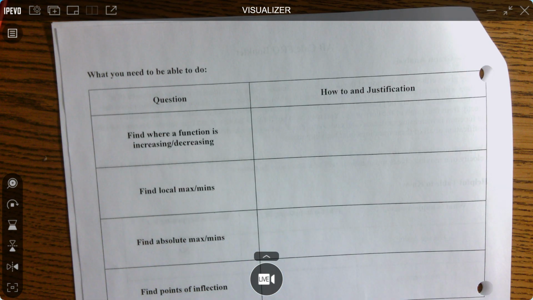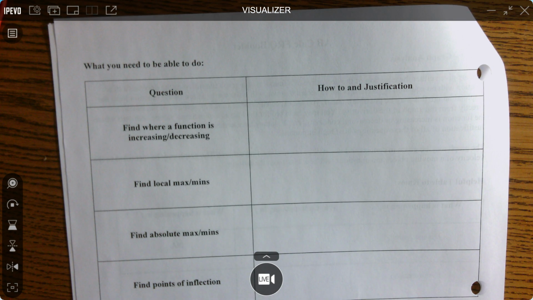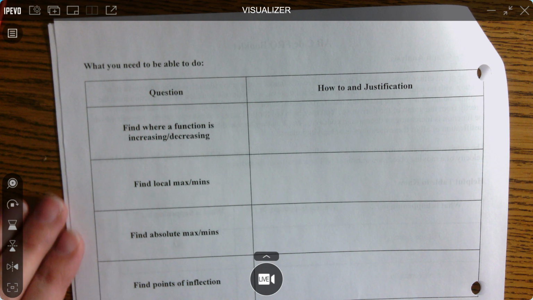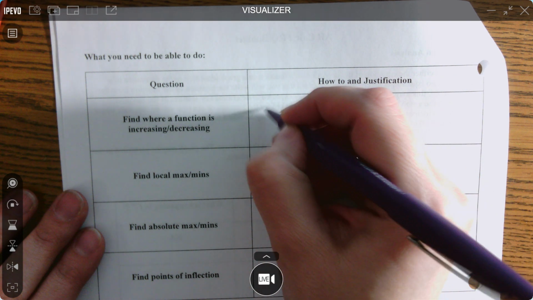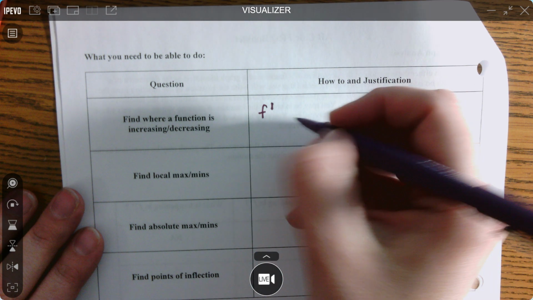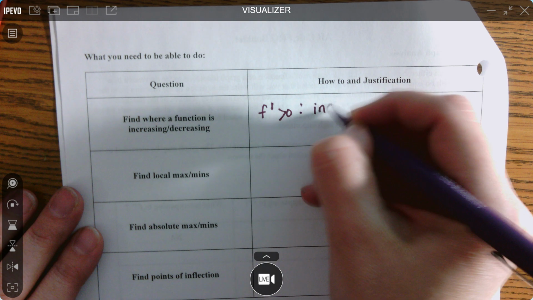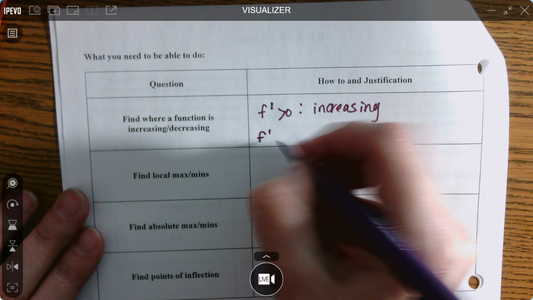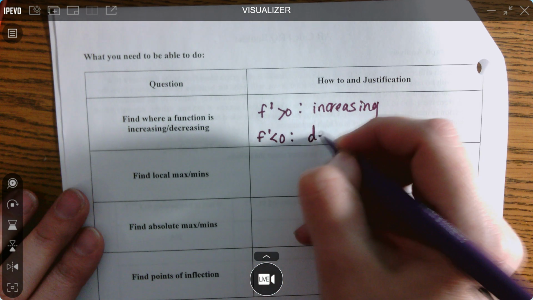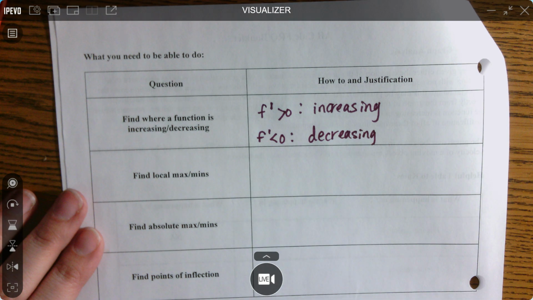Okay, a little bit about justification and what you need to say. Most of the time, justification just means you need to show your math work, but on these min-maxes, they do require a little bit more sometimes. So for a function increasing or decreasing, we would want to say, again, something like f prime is greater than 0 for increasing, and f prime is less than 0 for decreasing. It doesn't have to be in sentence form, it can be in those math symbols.